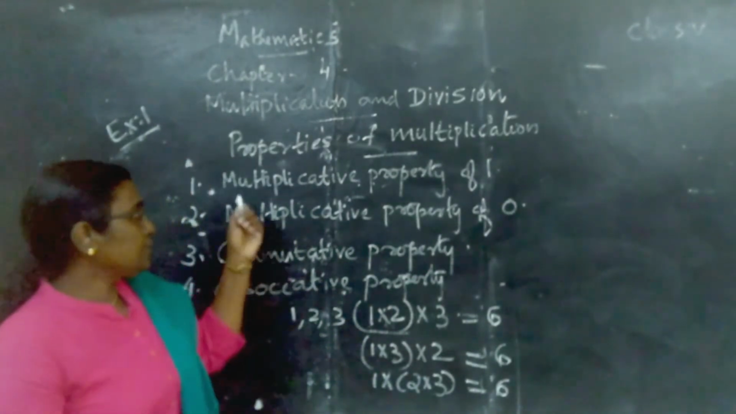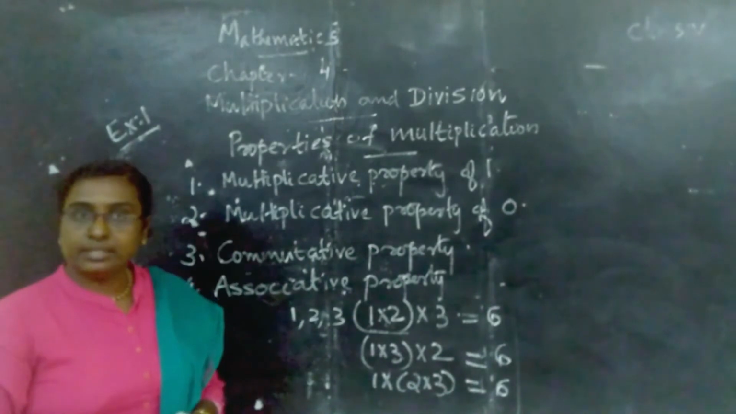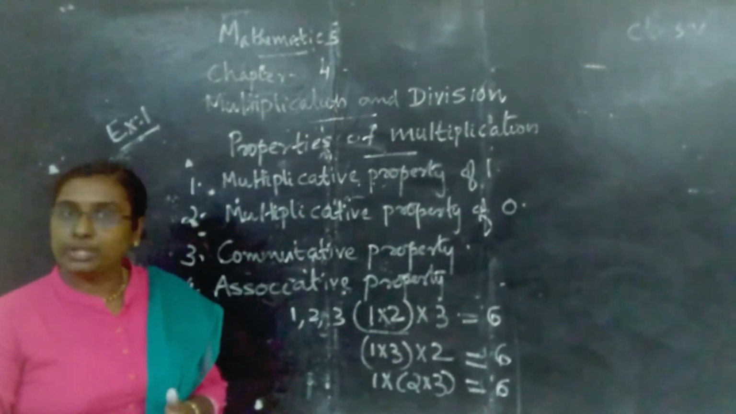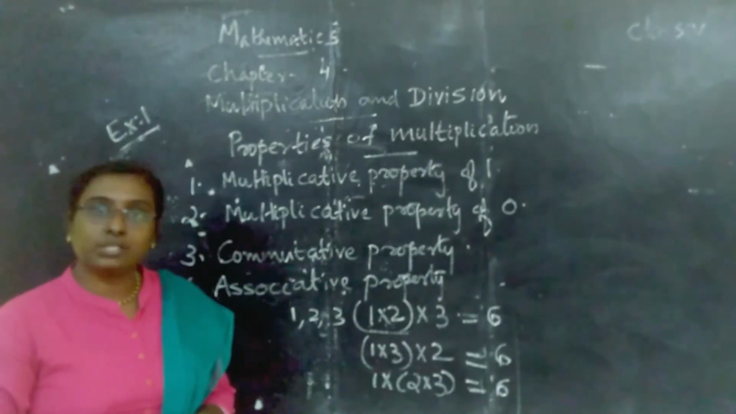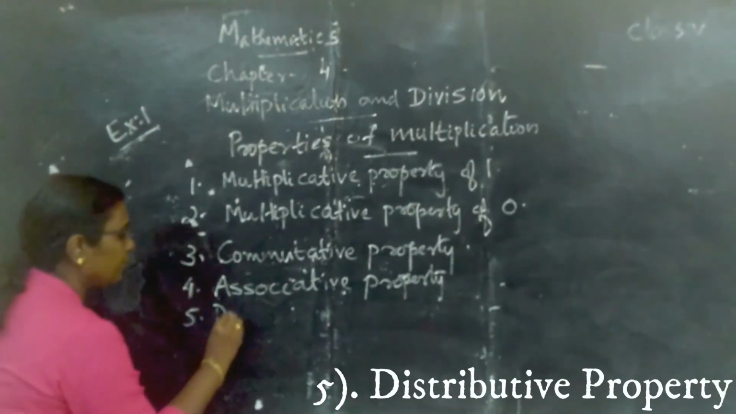Okay. The first property is the multiplicative property of 1. Then the second one, the multiplicative property of 0. The third property is the commutative property. The fourth one is the associative property. The last property is the distributive property.